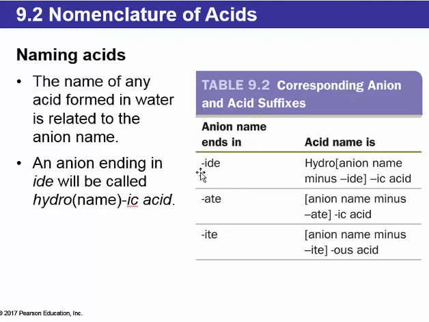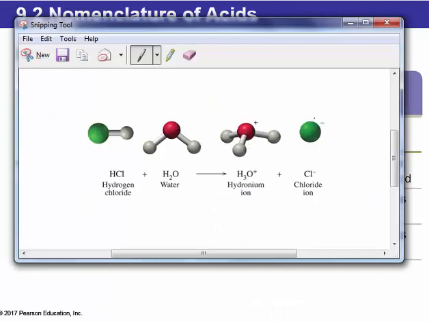If an anion name ends in "ide", then the acid name is hydro, and then the anion name minus the suffix "ide", and we replace that suffix with an "ic". So this is the chloride anion, and the acid is hydrochloric acid.